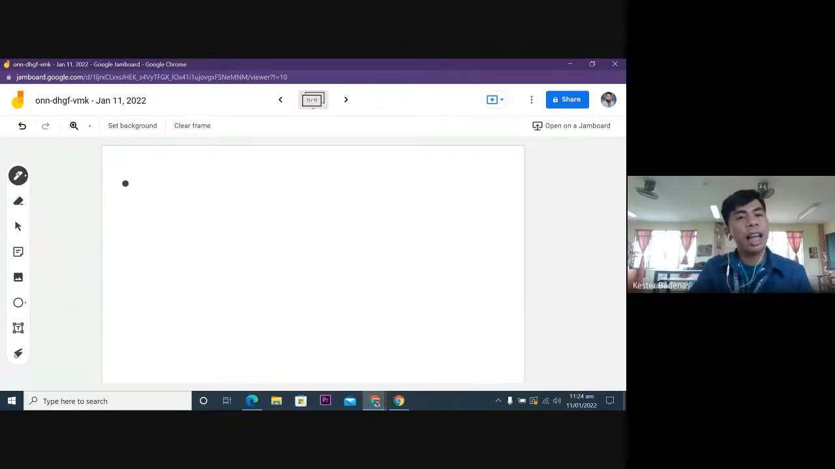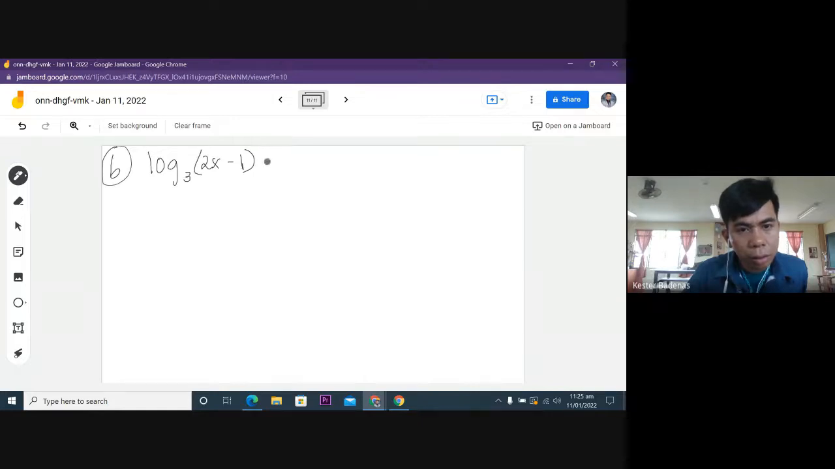Yung second condition, class, is kapag yung isa lang yung may logarithm. Kunwari, dito ako magkuha sa book. Wait lang, class, ha? Ito. Logarithm of 2x minus 1 is equal to 3.